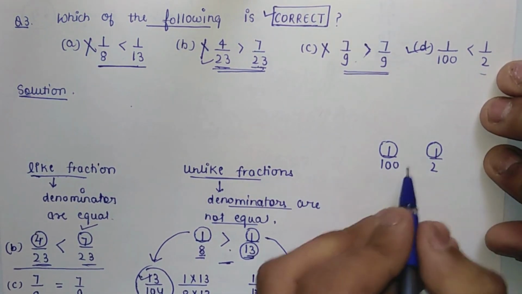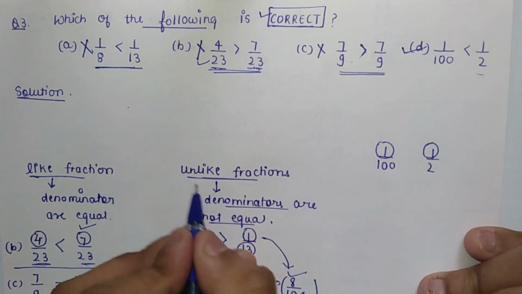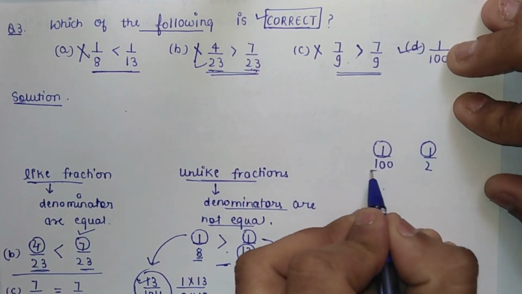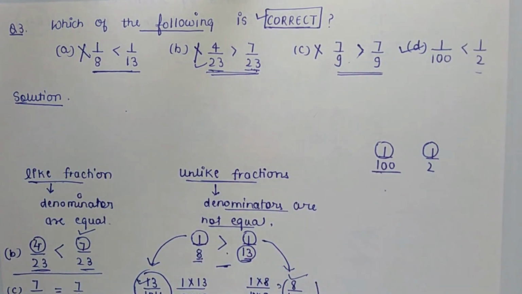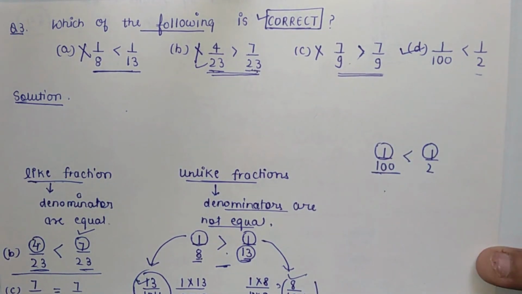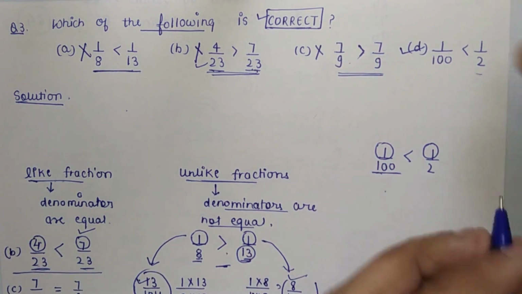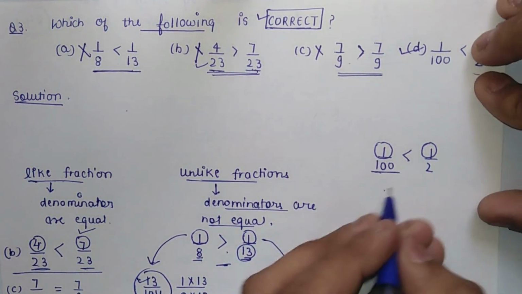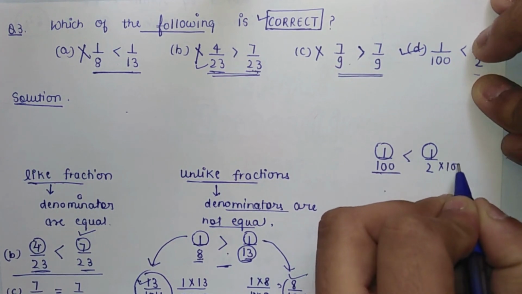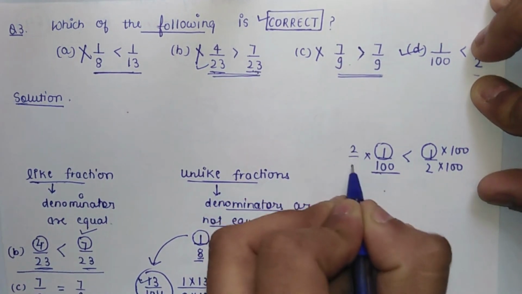But how is it so? Here, as we read earlier in the unlike fraction property, this denominator is greater, so this fraction will be less, and that is what is mentioned. Also, if you want to check, the LCM for 2 and 100 will be 100. So you can make the denominators 100 by multiplying this by 100 and 100, and this by 2 and 2.